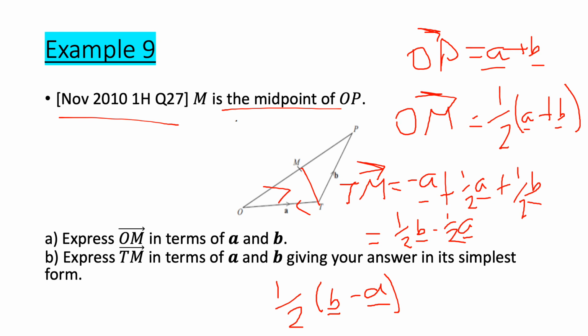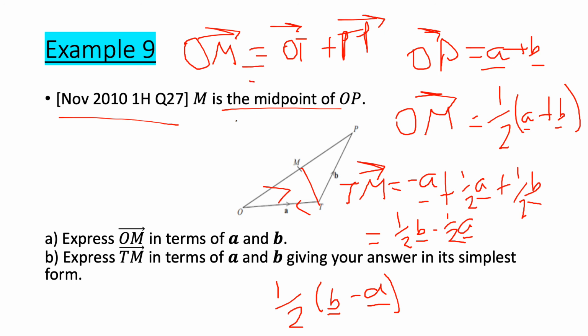Sorry that I've missed out a line of working, but it's due to space on my PowerPoint that I haven't got enough space here to put all the letters. But OM is essentially vector OT plus TP, and then all we do is replace letters, so it becomes A plus B.